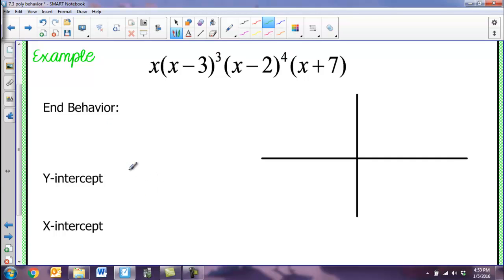And in order to find your end behavior, remember, this is in factored form. So you are looking for your highest degree, and in order to find your highest degree, you need to add all the exponents together. Because if I multiplied all these things out, if I add all the exponents together, that would be the exponent of my degree. Now if it's not factored, you just look for the biggest exponent.